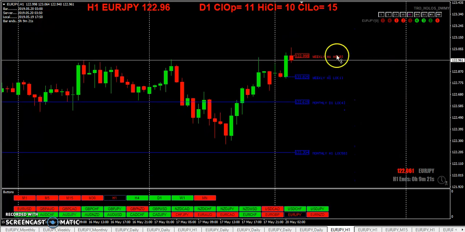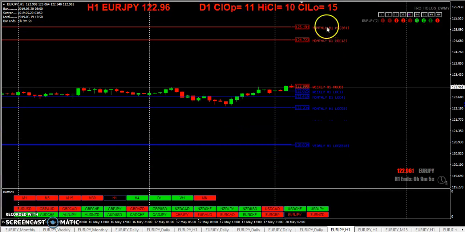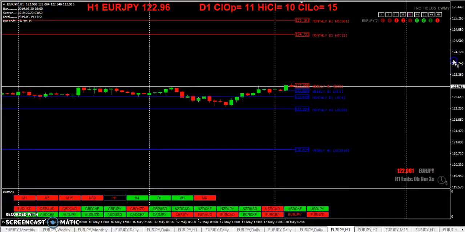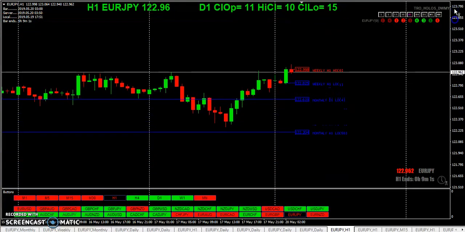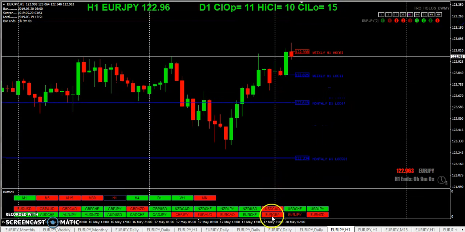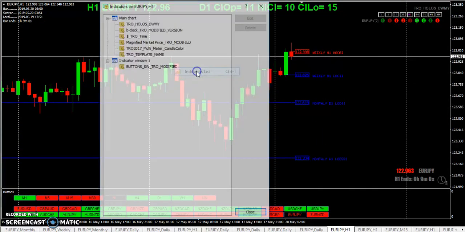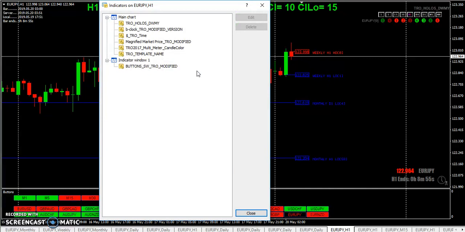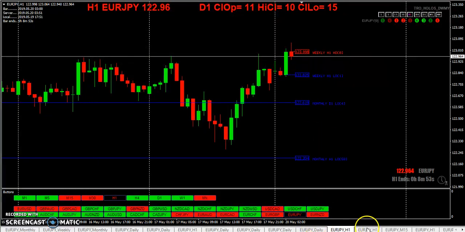And the whole lows so far for the week, the highest open and the lowest open for the weekly H1. Here's the monthly D1 lowest open, monthly H1 lowest open, and the highs are up above. Oh, and the indicators used, the holos is the main one here.